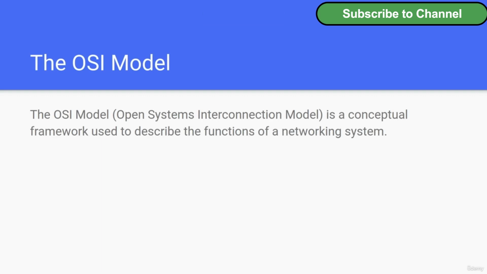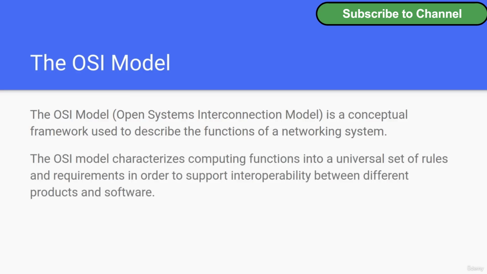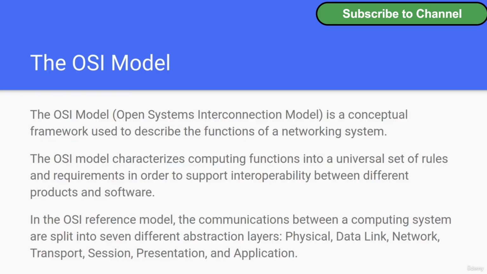The OSI model. OSI stands for Open Systems Interconnection model, a conceptual framework used to describe the functions of a networking system. The OSI model characterizes computing functions into a universal set of rules and requirements in order to support interoperability between different products and software. In the OSI reference model, the communications of a computing system are split into 7 different abstraction layers: the physical, data link, network layer, transport layer, session, presentation, and application.